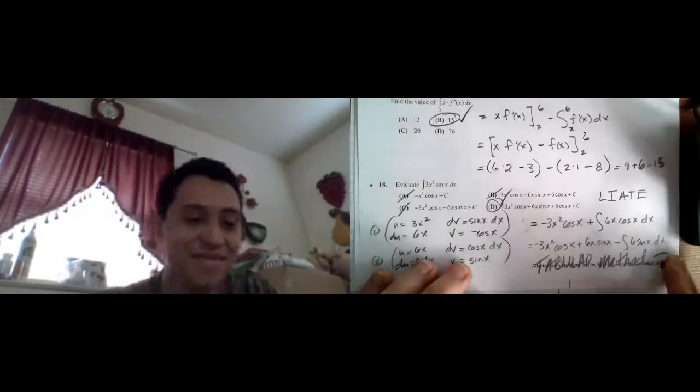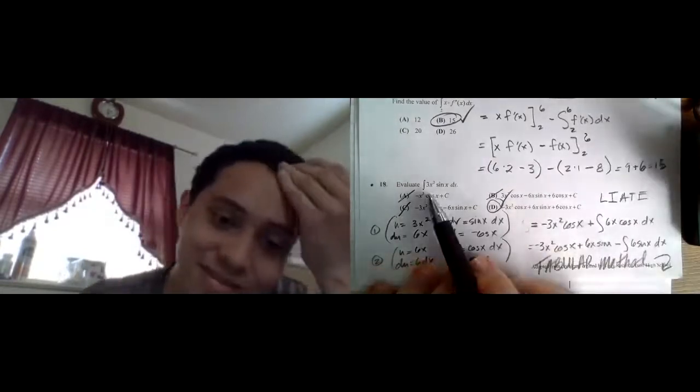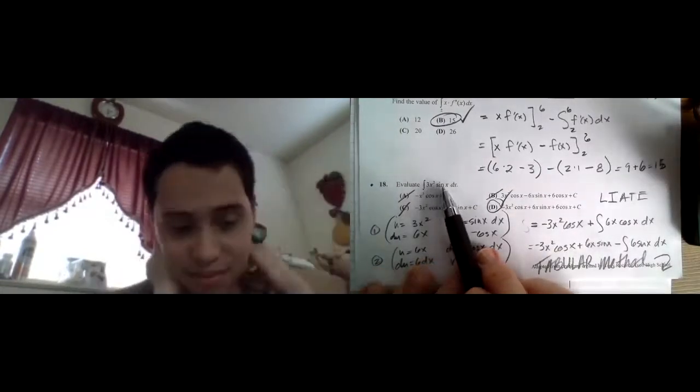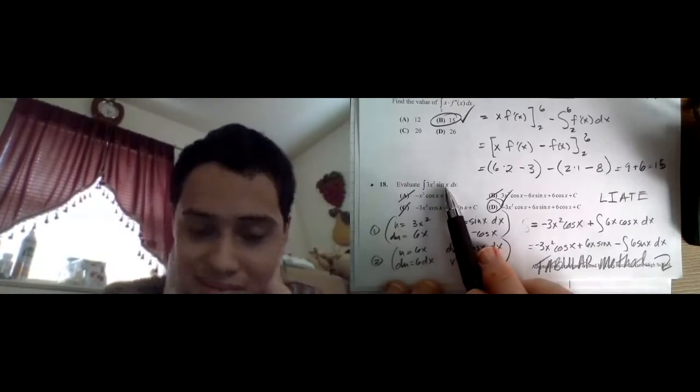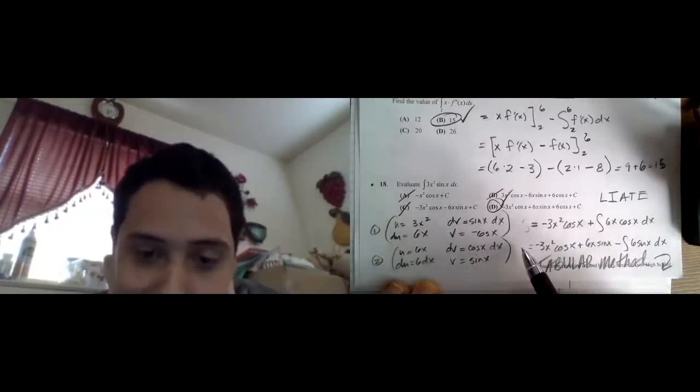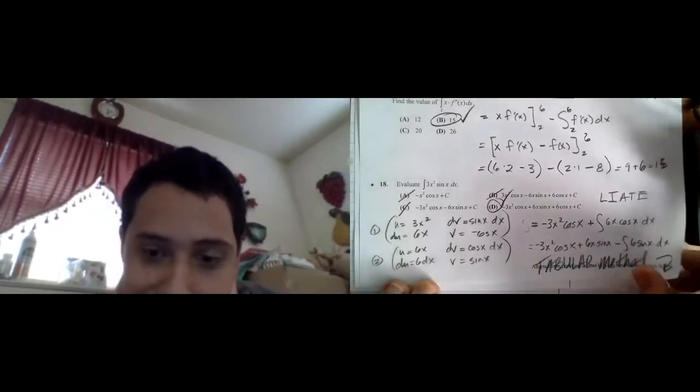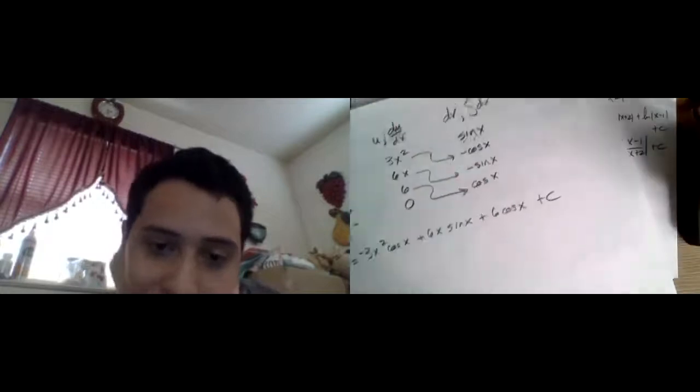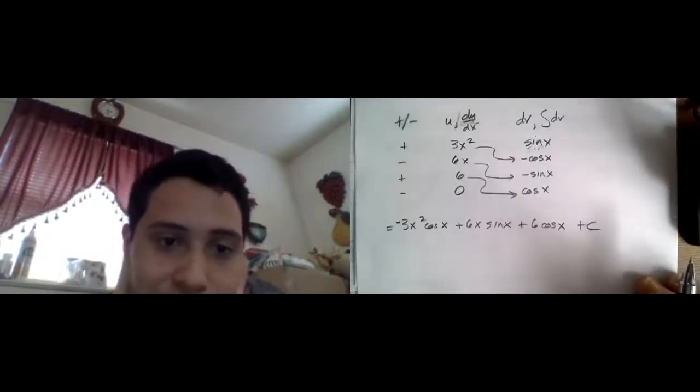I want to show you something. When you have a product of functions where one of them is going to have cyclical derivatives, like a trig function, there's the tabular method that can make this work look a lot nicer and go a lot faster. I've got that written out back here on the back.